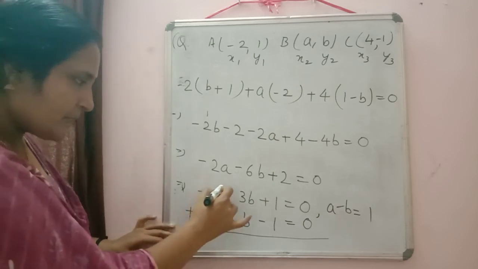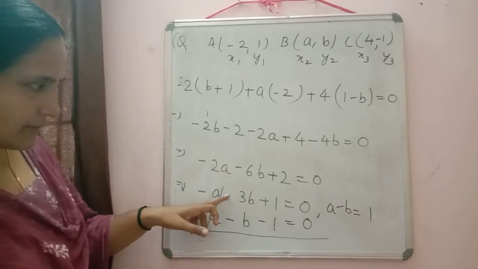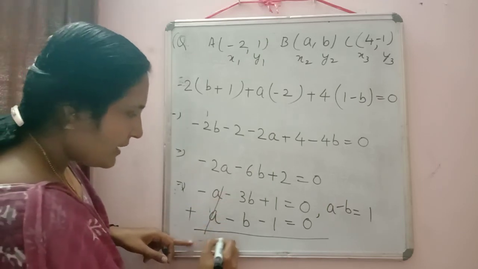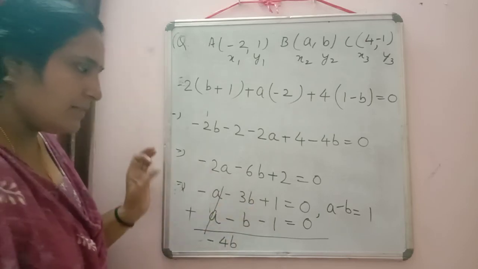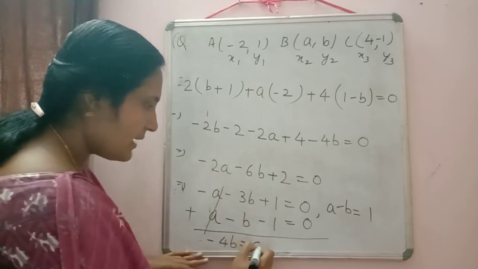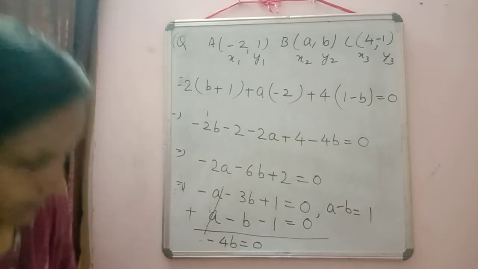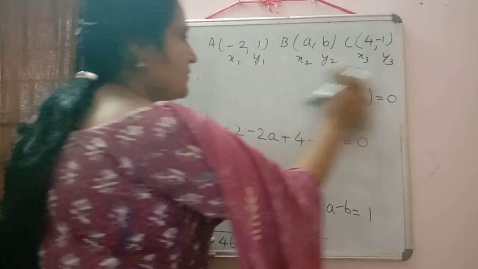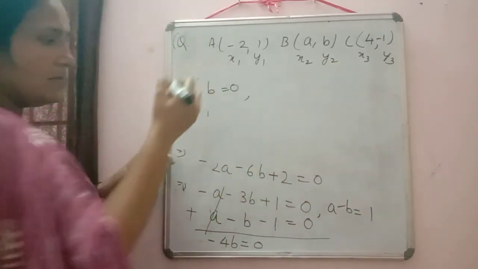So what will come? Minus a and plus a will get cancelled there. Here we will get minus 3b minus b, which will be equal to minus 4b. 1 minus 1 will be equal to 0. So we are getting minus 4b is equal to 0. Then b is equal to 0. So we got b is equal to 0.